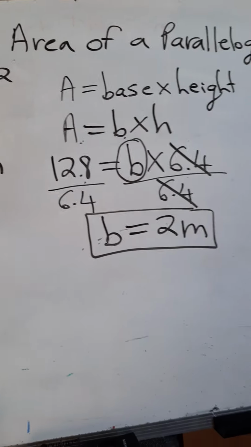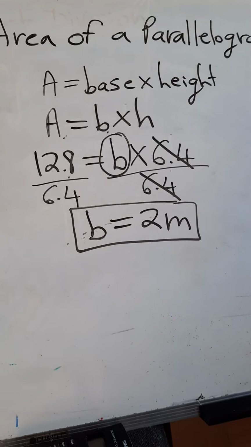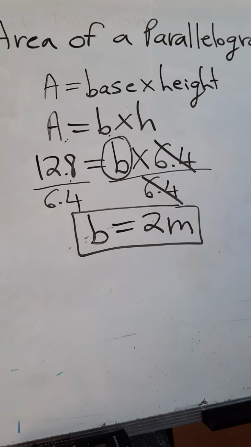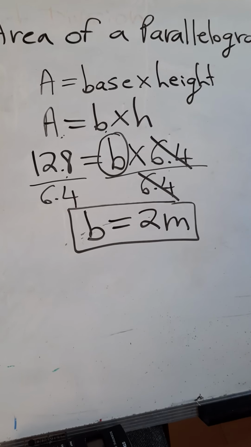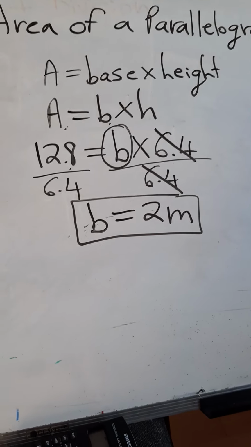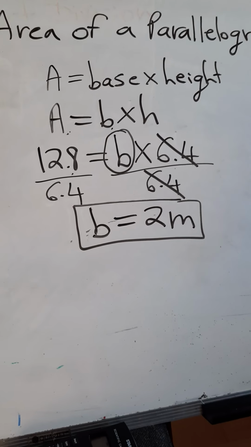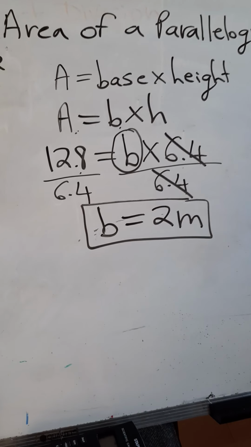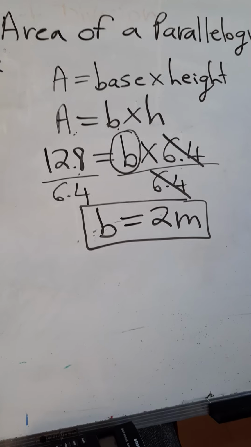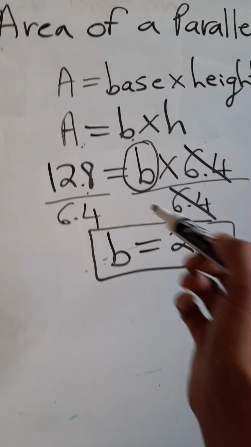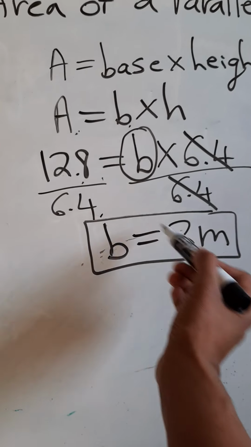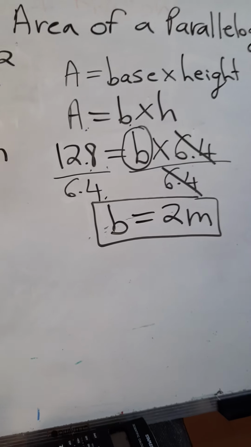I plugged it into this formula for the area of a parallelogram. Okay, I tried to cancel out whatever I needed to because I was only looking for the base here. So I divided both sides by 6.4. I noticed it canceled out. Okay, and when you do 12.8 here divided by 6.4, my answer was 2 meters.